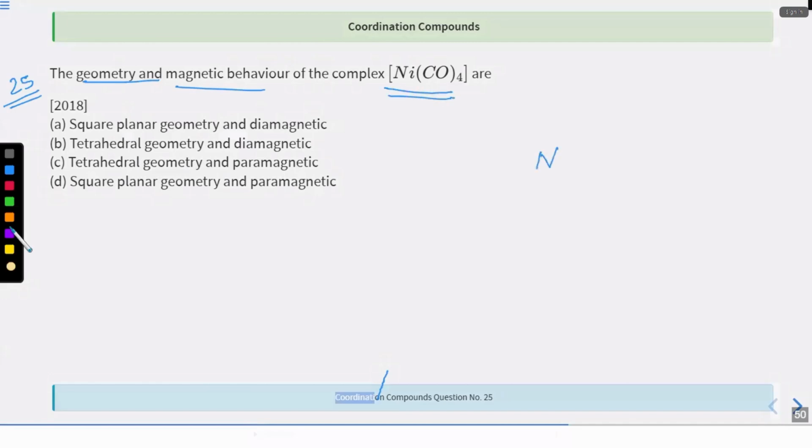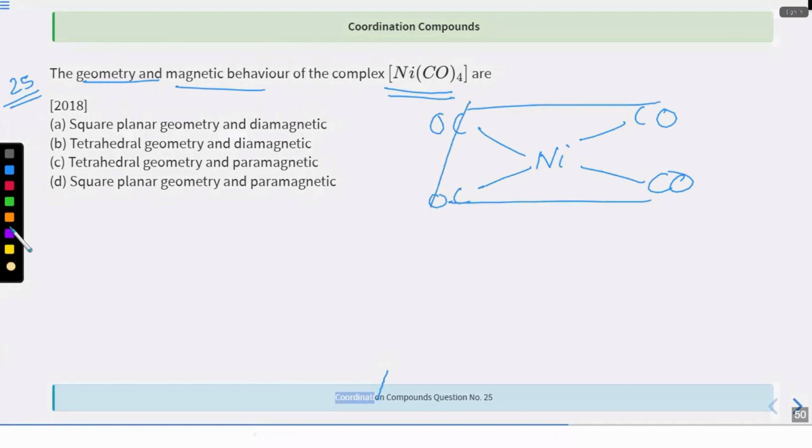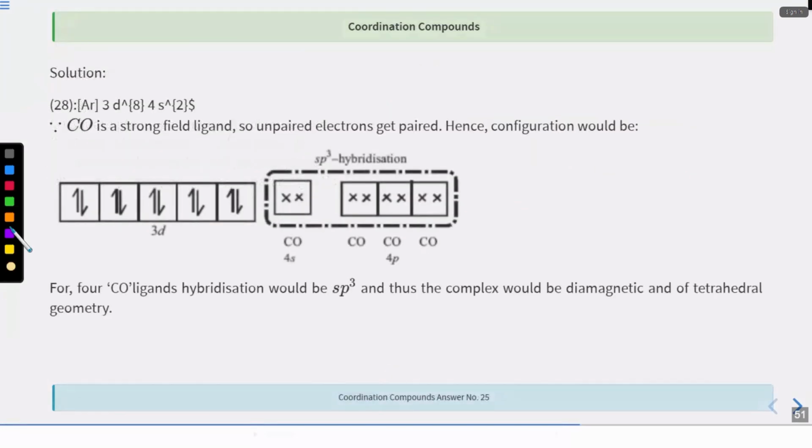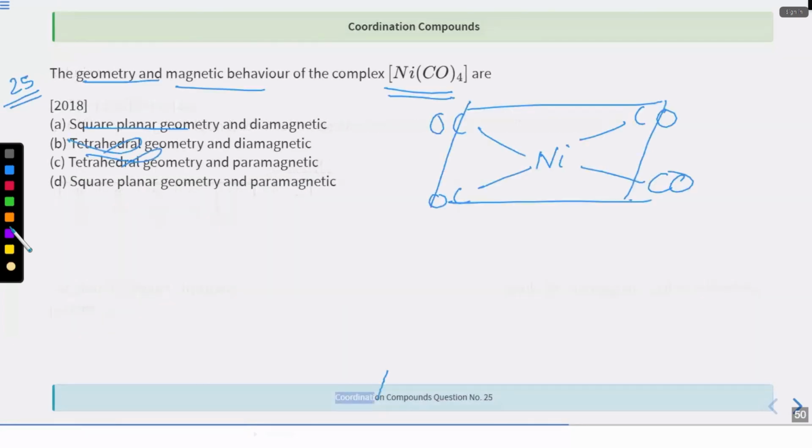So Ni(CO)4 is a square planar compound. You must be knowing this thing. 4 CO comes and coordinates like this, and it is square planar in a single plane. All the four atoms are there. So first thing is square planar geometry. It is a square planar compound. We can see here also 4 CO ligands come, and on one second, Ni(CO)4.